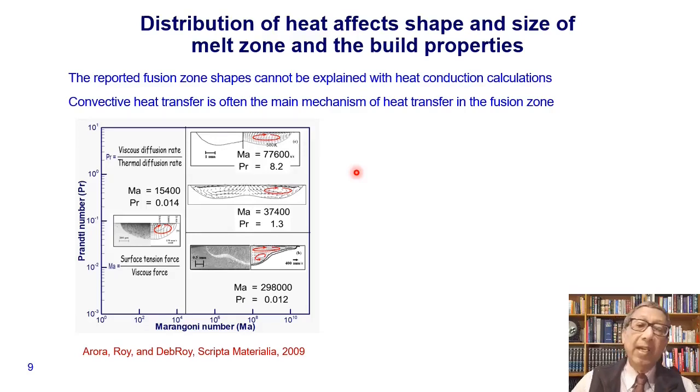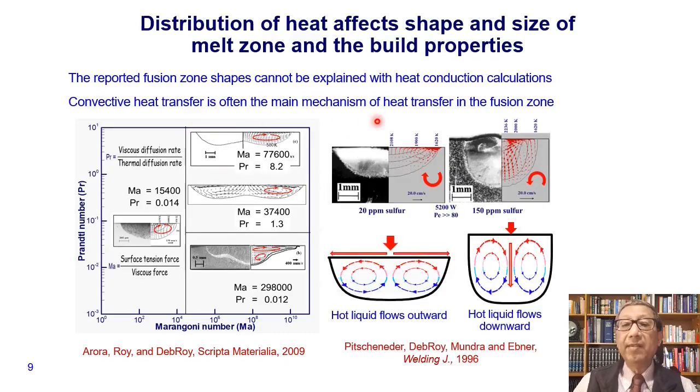And look at the variations of the fusion zone shape. It can be a bracket or a W or a hemisphere, depending on Prandtl number and Marangoni number. This is well known in the welding literature, but right now there is increased interest because of the need to simulate fusion zone shape and size in additive manufacturing. But convective heat transfer is often the main mechanism of heat transfer in the molten pool.